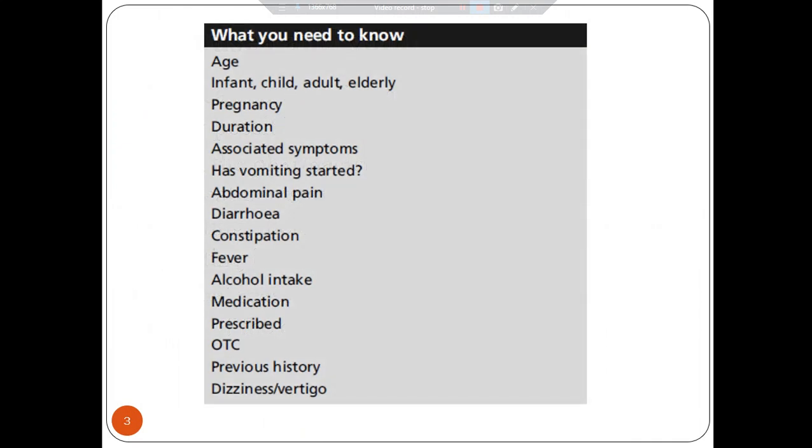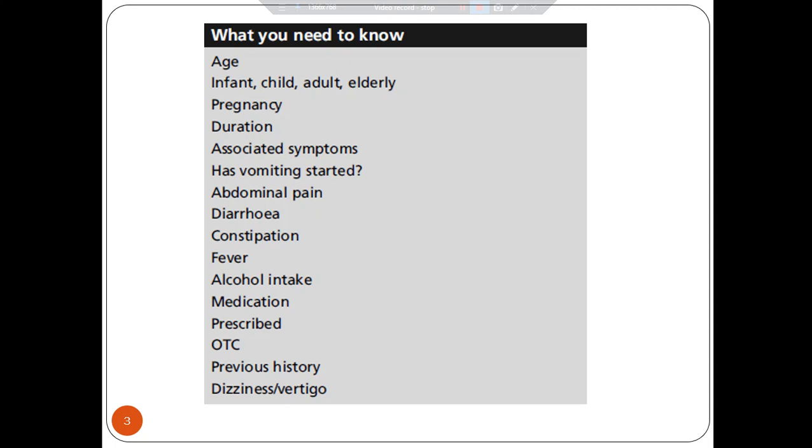What you need to know as a community pharmacist to respond well to a patient or customer who complains of nausea and vomiting: you should know the age. Is it a child, infant, adult, elderly, pregnancy? You should also know if she is pregnant, because nausea and vomiting are very common in pregnancy, especially in the first trimester, especially if it is the first pregnancy. Also the duration and other symptoms associated with nausea and vomiting.